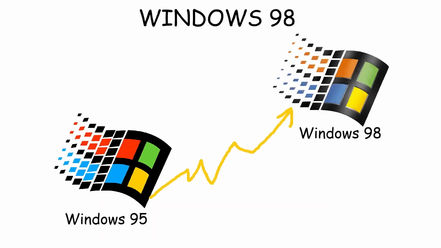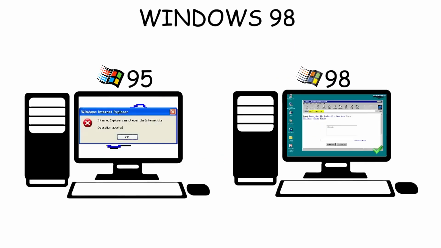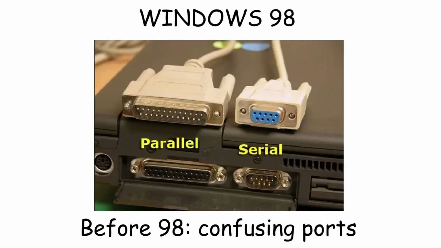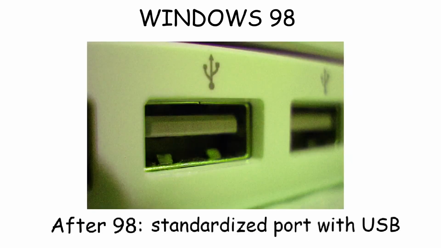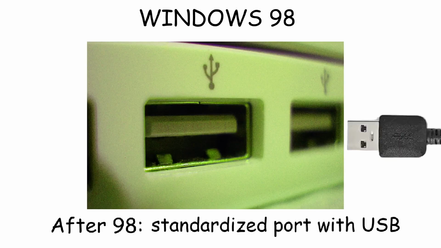Windows 98. Windows 98 was released in 1998 as an improved version of Windows 95. So this time, when people browsed the internet, Internet Explorer didn't crash as often as in Windows 95. Another upgrade was that before the Windows 98 era, computers had different ports for each device, which was confusing. But then Windows 98 introduced full USB support, meaning that devices like mice, keyboards, and others could finally use one standard connector, which is USB.